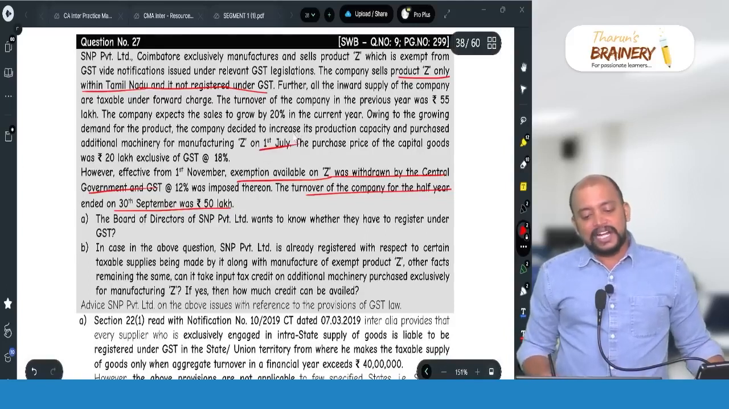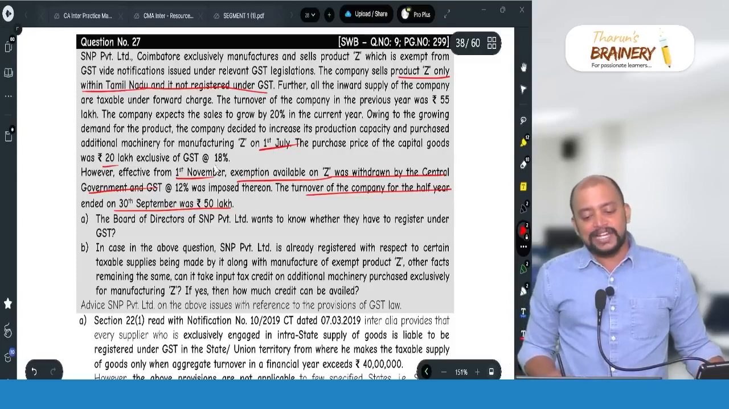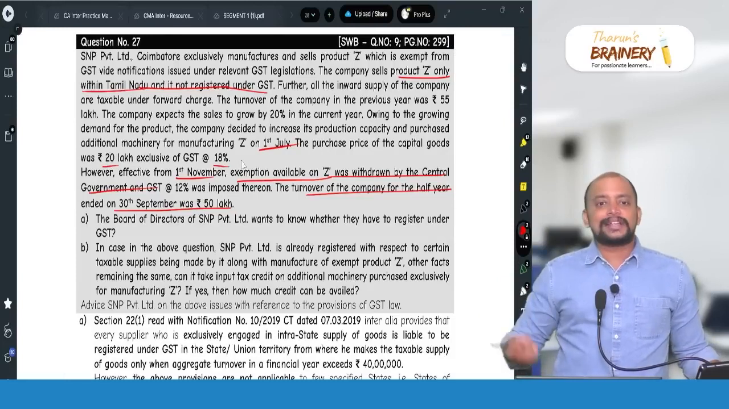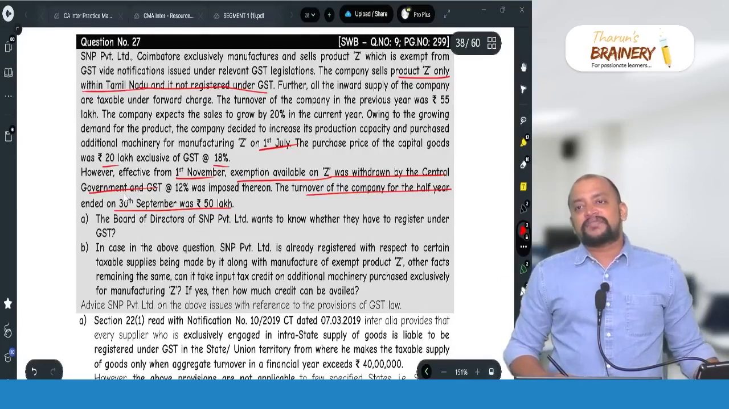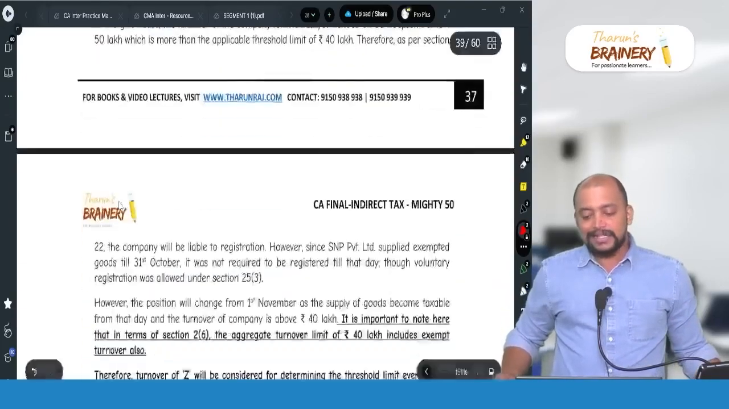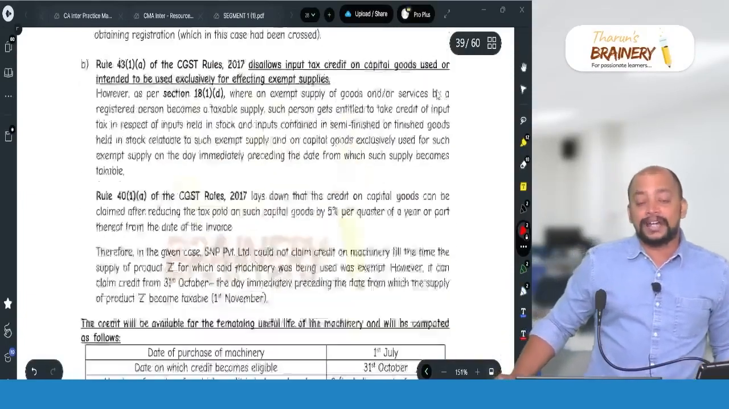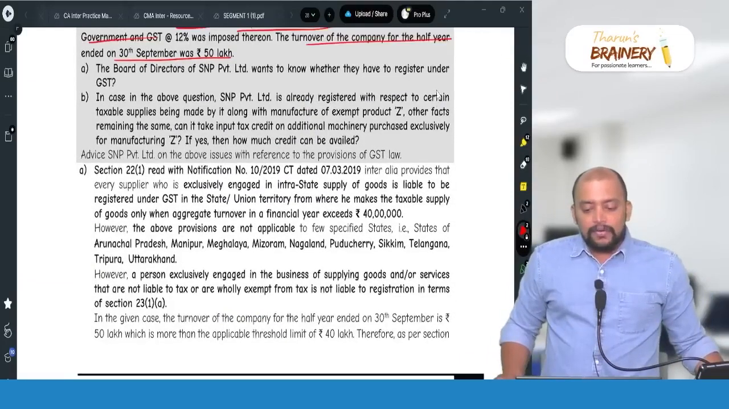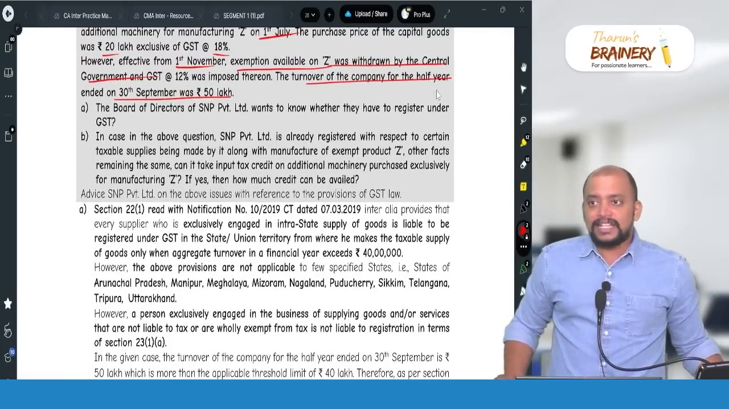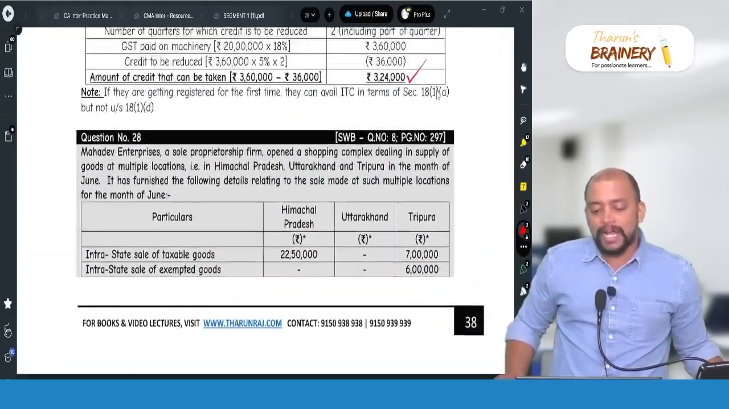1st July. What is the date of conversion? 1st November. So how many quarters? July, August, September, one quarter. October, November, December, two quarters. So therefore, 20 lakhs into 18%, 3,60,000. 5% for every quarter, so 10%, 3,60,000 minus 10%, that is 3,24,000, they can avail it as ITC in terms of 18.1D. And if they are not registered, then they will not be able to take credit on capital goods because the applicable section in that case will be 18.1A.